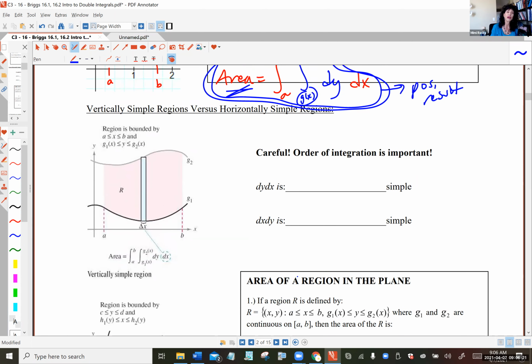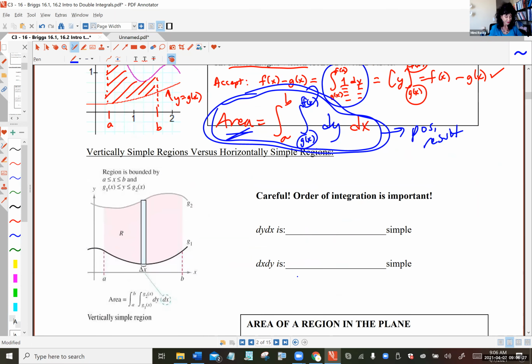Okay, now let's talk about vertically simple versus horizontally simple. And you actually learned this in Calc 1, but they maybe didn't use this vocabulary. So in Calc 1, when you were asked to find the area between two curves here, the region is what we call vertically simple. So if you look at a little cross section with a representative rectangle right here, the representative rectangle is vertical, and that's why they call it vertically simple, okay?